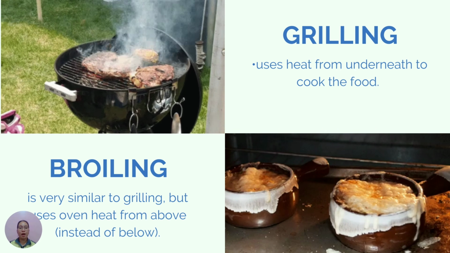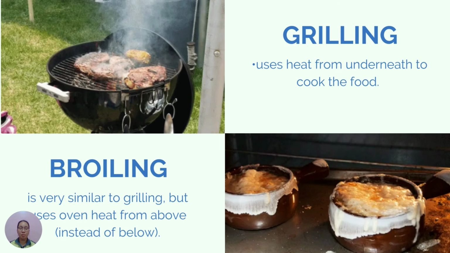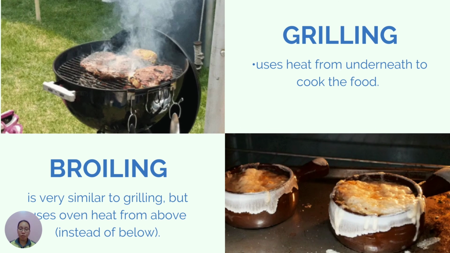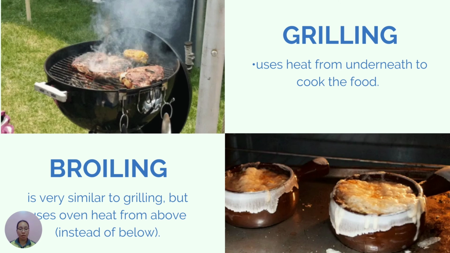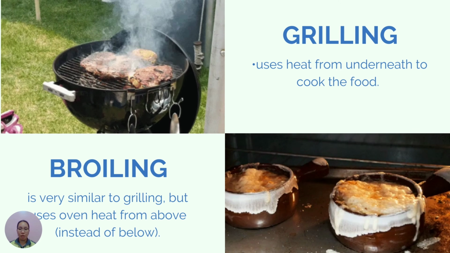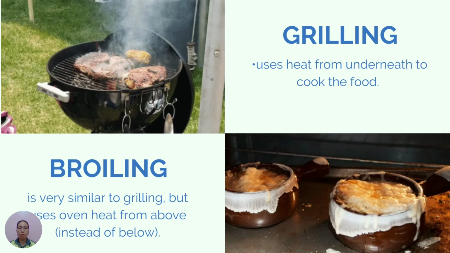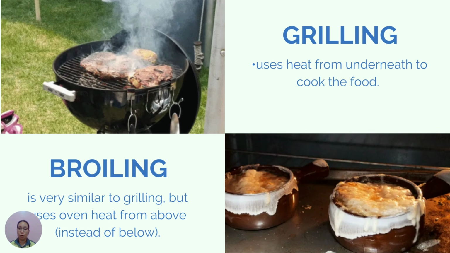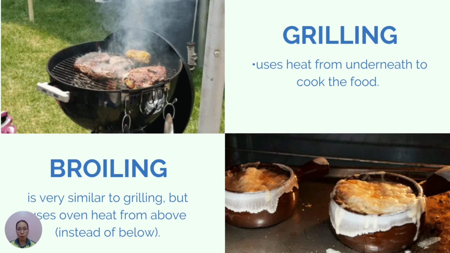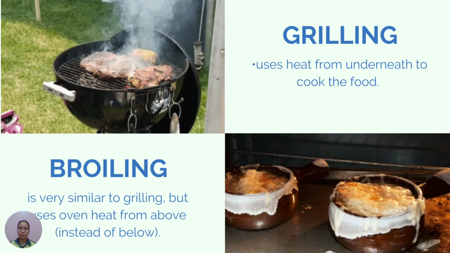And then we also have broiling, which is very similar to grilling, but it uses oven heat from above instead of below. So you can place your food on the top rack of your oven and then set it to broil if you have the broil setting.